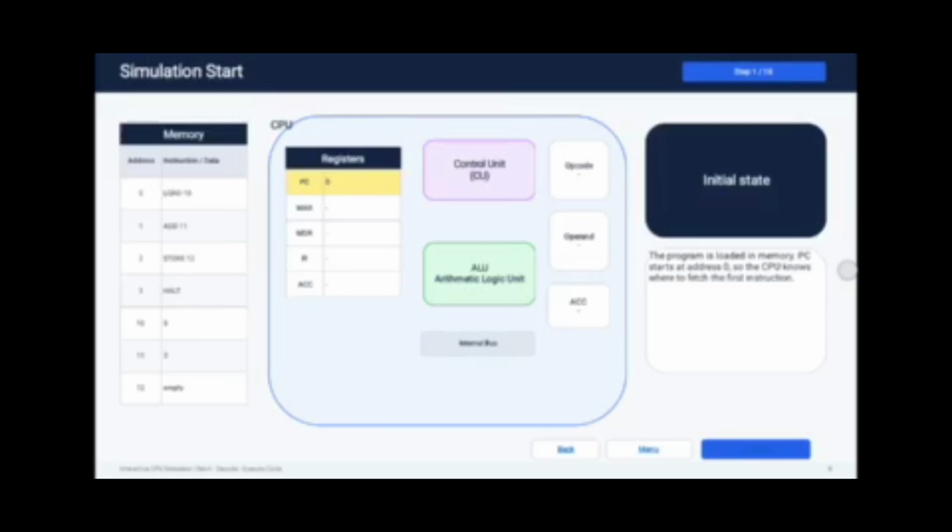Now I will explain the fetch and decode process in our CPU simulator. The first stage is the fetch stage. In this stage, the CPU gets the next instruction from memory. At the beginning, the program counter or PC contains the value 0. This means the CPU will fetch the instruction from memory address 0.